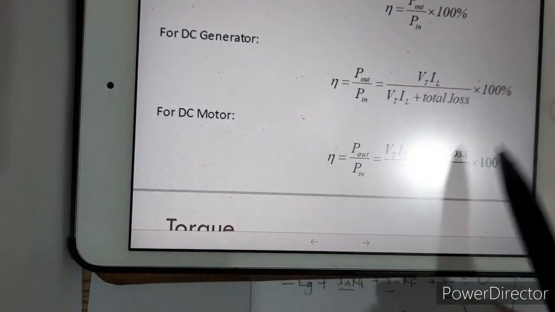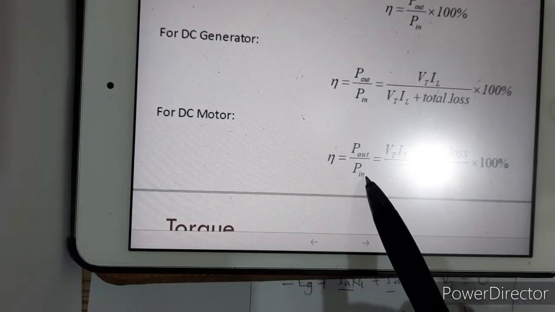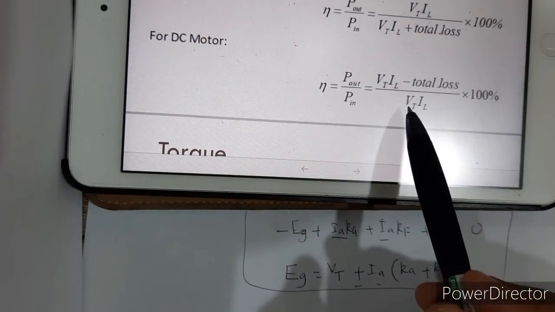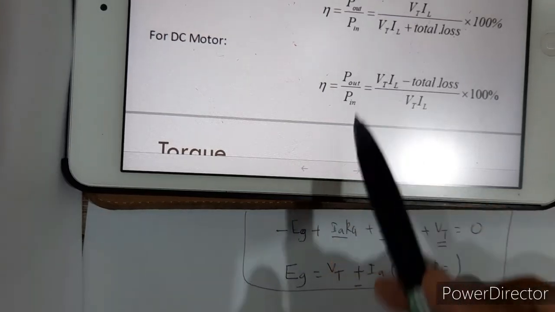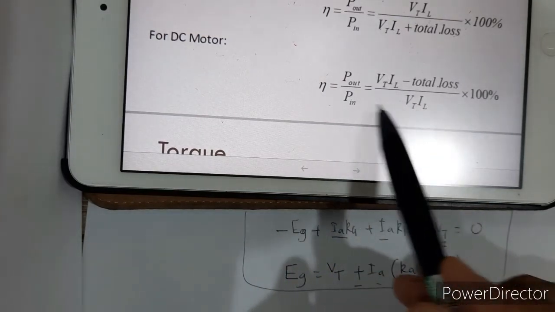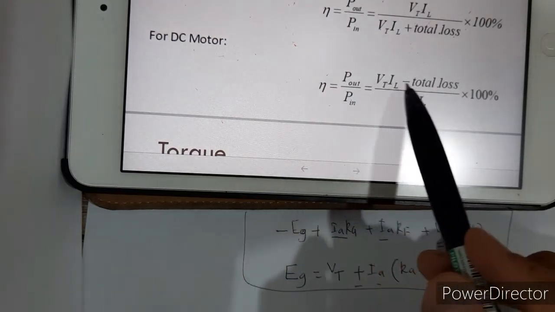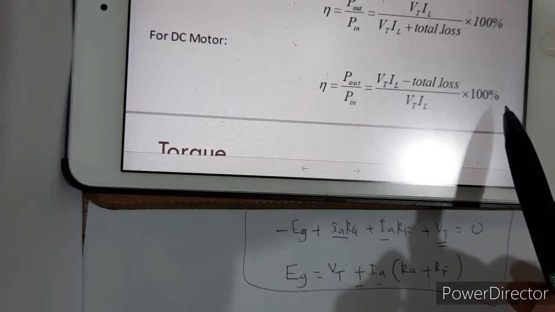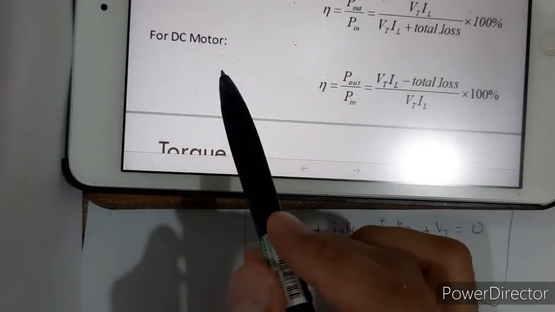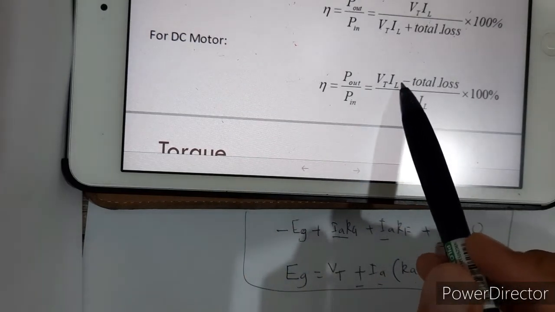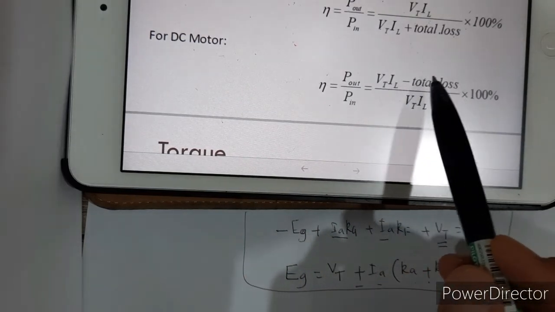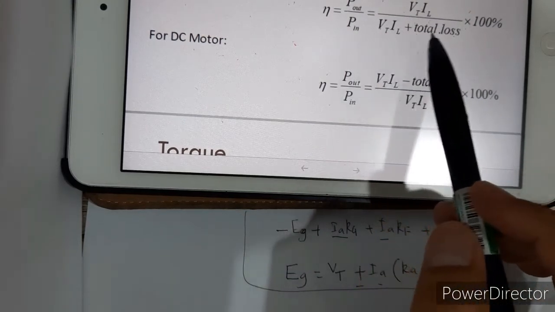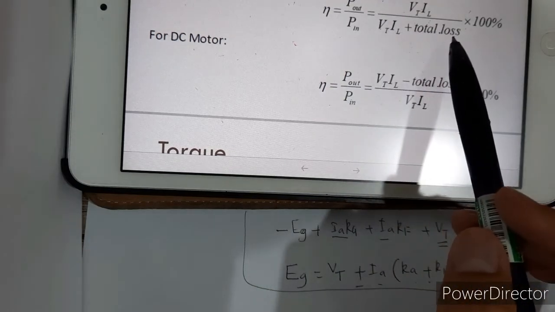And then for the DC motor, remember our P in is in terms of VT IL, because we use the power generated by the generator. So in the terminal line, P in is VT IL, and P out is VT IL minus total losses, divided by VT IL multiplied by 100%, and then we can determine the efficiency for the motor. So the difference is this one is minus and on the numerator, and for this one it is plus, and P in is on the numerator.